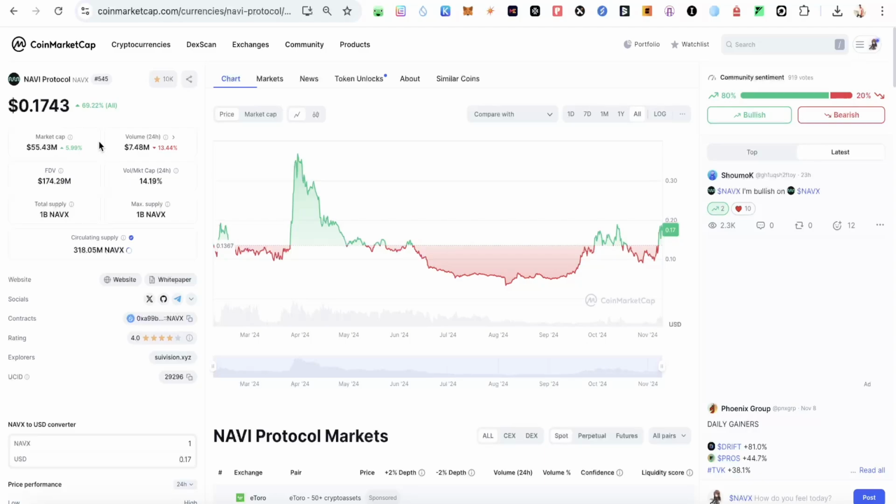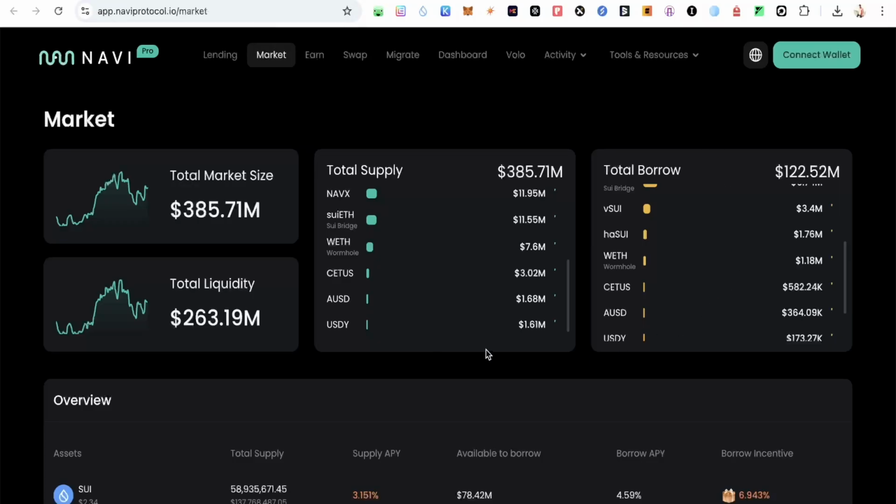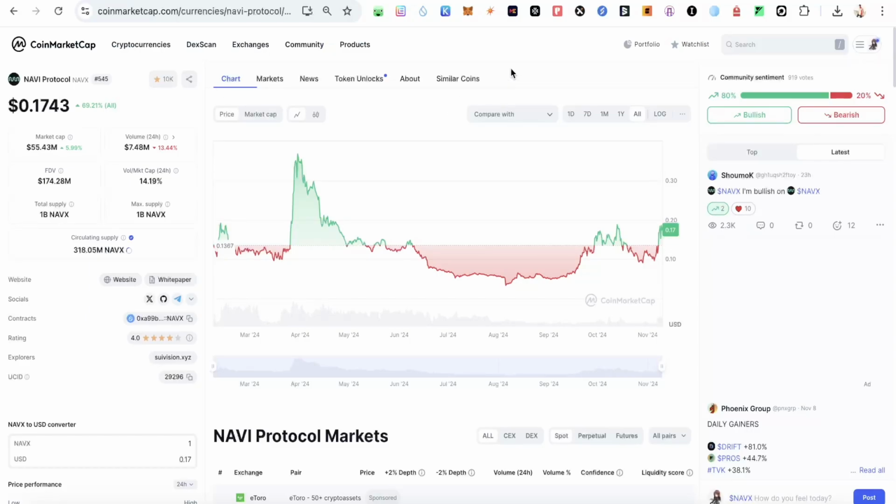Now at the time of making this video, Navi protocol is sitting around a 55 million US dollar market cap with a circulating supply of around 318 million. And this is the official website of Navi protocol. As you can see, Navi protocol is also a swap aggregator, which is a good thing. If you want to buy Navi protocol, you can buy it on a centralized exchange as well as a decentralized exchange, and I will be showing you both options.